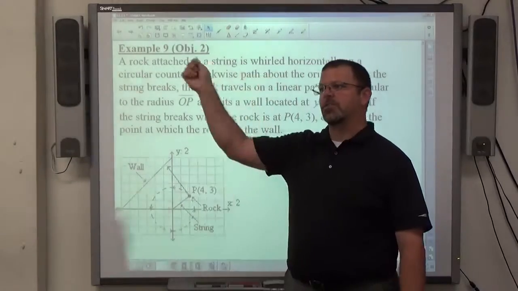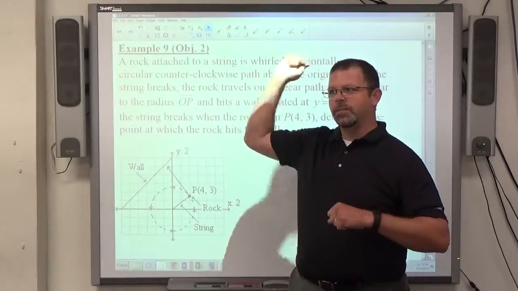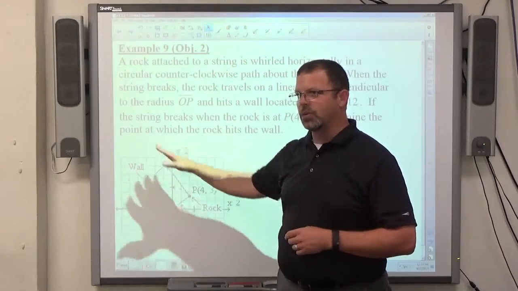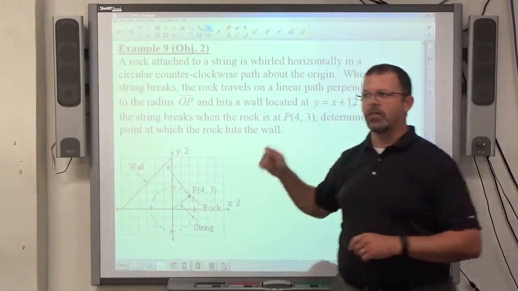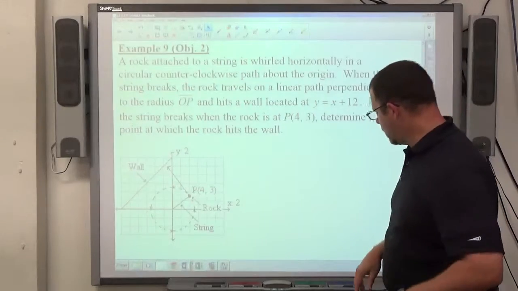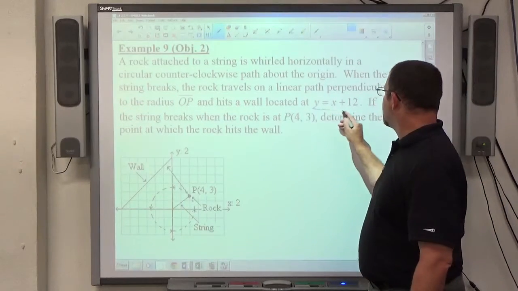So we've got a 5 foot long string, and the person is whirling the string around their head, staying at the origin. They have the ability to make the rock shoot out of the sling towards this wall, because apparently they want to hit this wall. The wall said something mean to him, and he says, I'll get you, and takes the rock and puts a little chip in the wall. Anyway, it tells us the wall is located at y equals x plus 12.